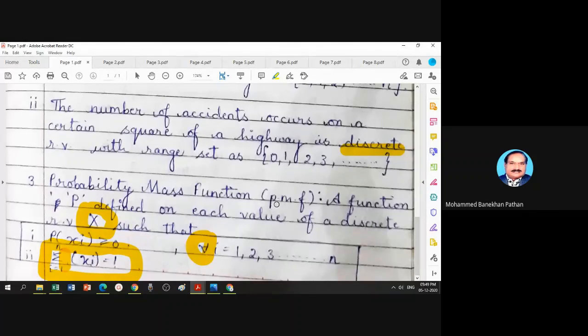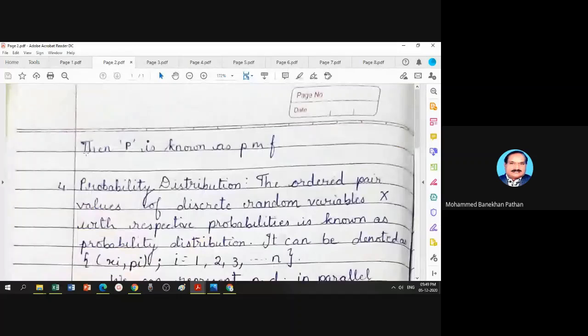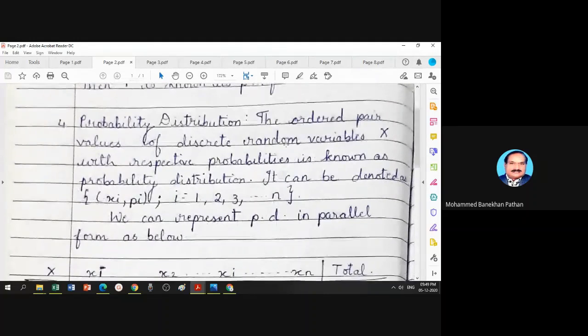You will get the definition of probability mass function. This is your first definition. Then P is known as PMF. I take one more definition. Then with the help of these 4 definitions, we'll see the numerical. I will explain all these 4 definitions with suitable examples to clear each and every doubt.